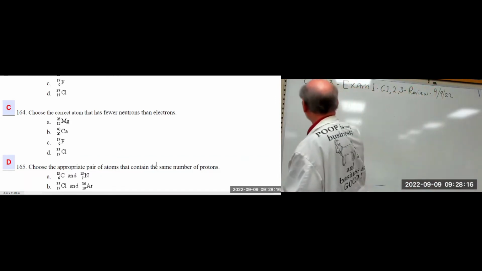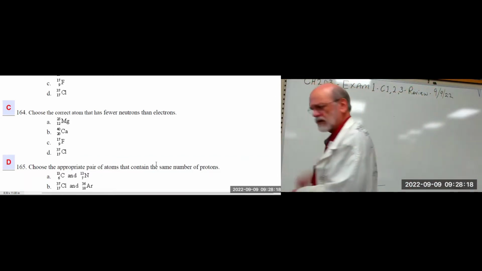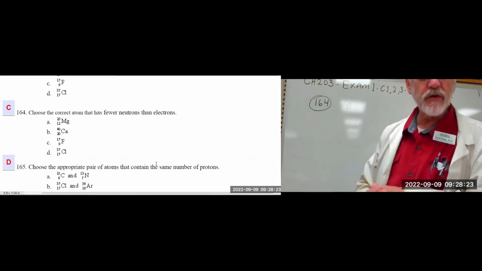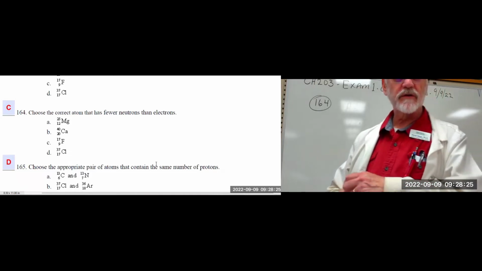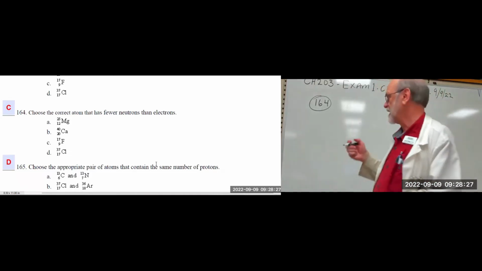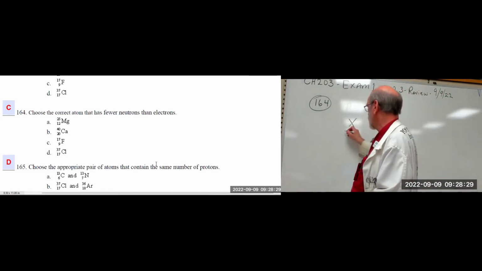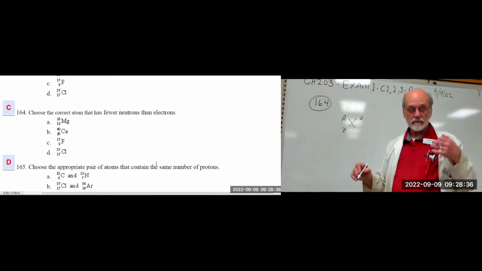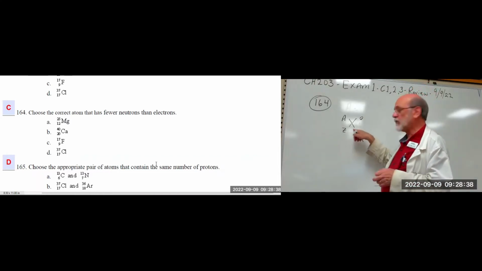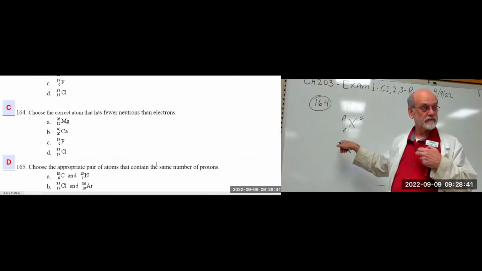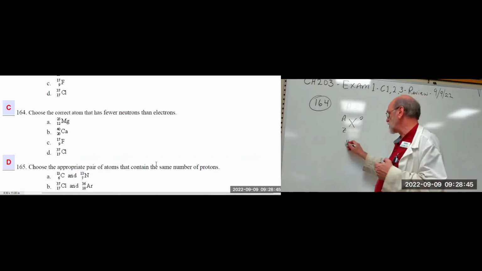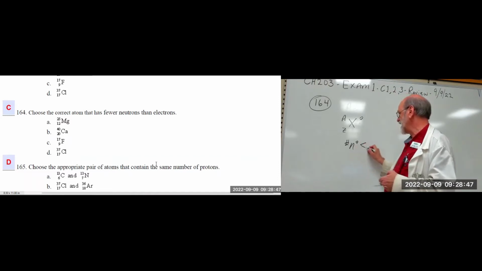164. That one looks puzzling at the beginning. Choose the correct atom that has fewer neutrons than electrons. Okay. So if we have this, and we have that number, and they're all neutral, the number of electrons is equal to the Z number. All right? So the number of neutrons has to be less than Z.